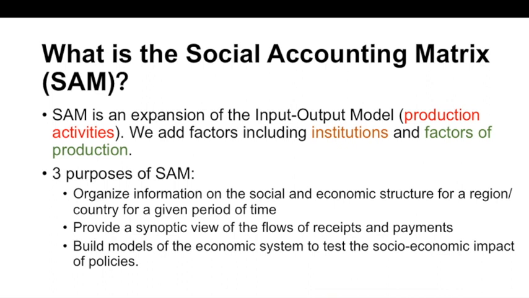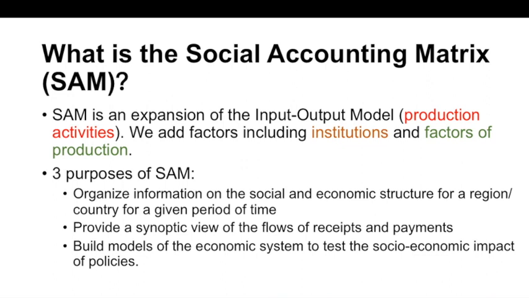So, what is the social accounting matrix, or SAM? SAM is an expansion of the input-output model. We add factors, including institutions and factors of production, to present income distribution and redistribution.